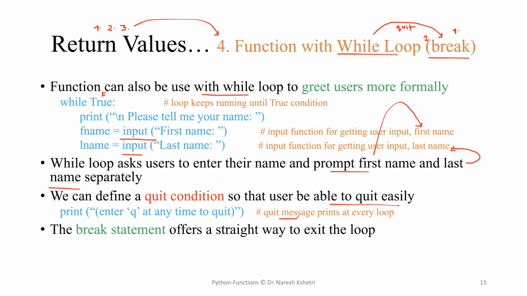And then we provide a break statement, as we said before, that offers a straight way to exit from the loop. So if f_name, whatever variable we defined, the user enters as q, then we provide a break statement, or simply the break keyword, that will normally help us to quit the loop and come outside of the loop, or terminate the loop, like we do in other programming languages.